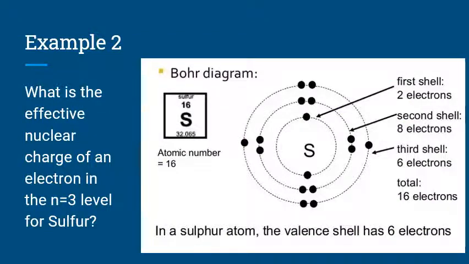In our next example, we will look at sulfur. Sulfur is right next to phosphorus on the periodic table, and it has an atomic number of 16. We'll be looking at an electron in the n equals 3 level as well. So here we do have a Bohr model of the sulfur atom. That means that we have its electrons drawn in orbitals around the nucleus. We know that the nucleus does contain 16 protons because its atomic number is 16, and therefore we have 16 positive charges in that nucleus.